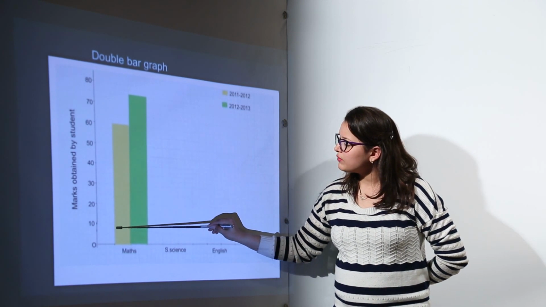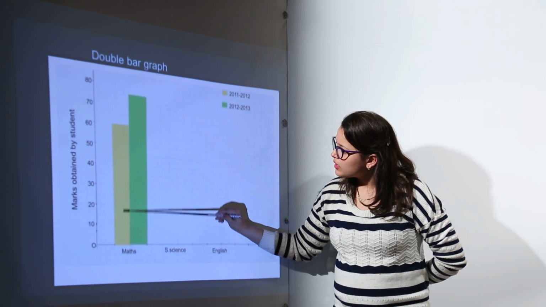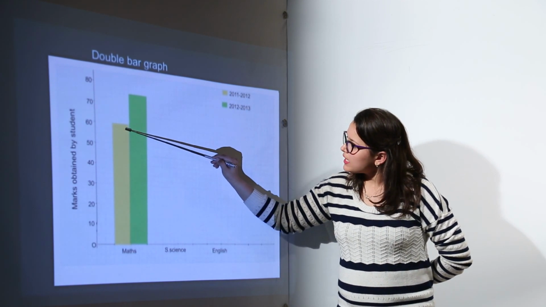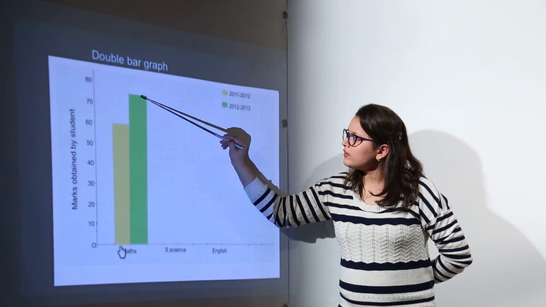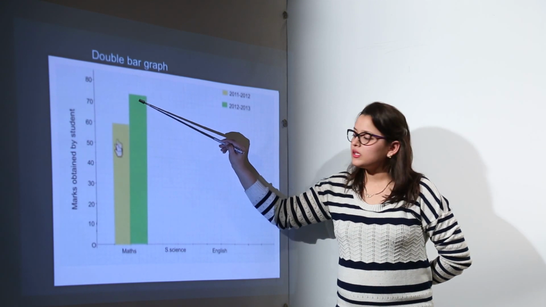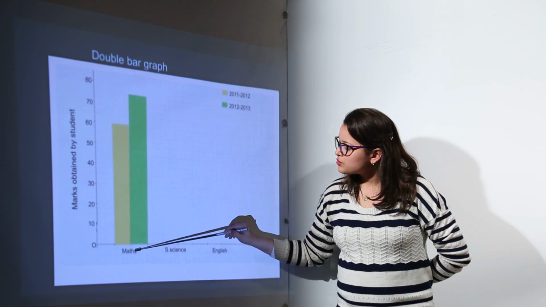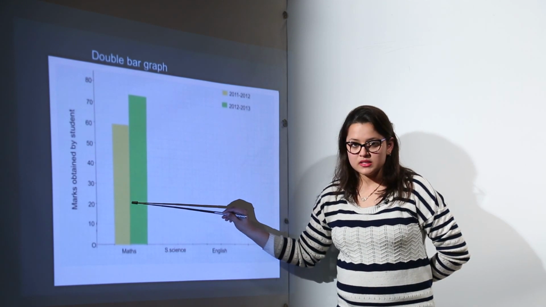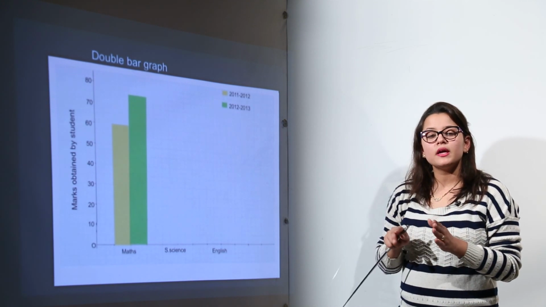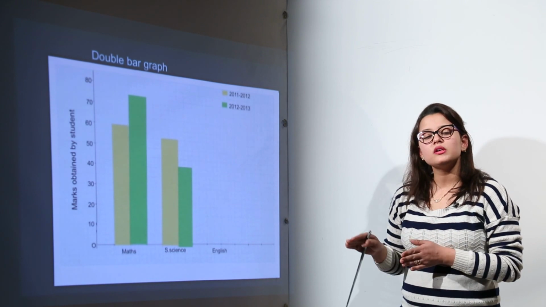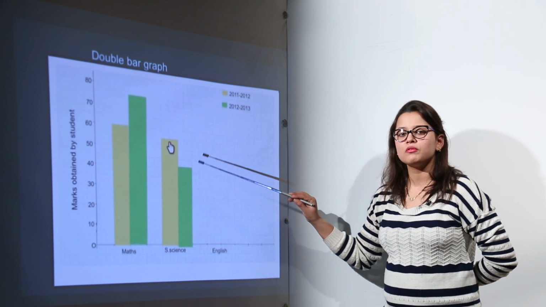The 2011-12 data is showing us that in maths the student secured 60% marks, whereas in the next year, that is 2012-13, the student secured 75% marks. You can see in both the comparisons that the student's marks in maths are 60 and 75. That means you can compare the performance of students in both the years. In one year the student has not performed that well, but in the next year the student performed better.